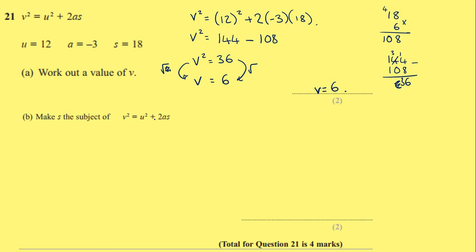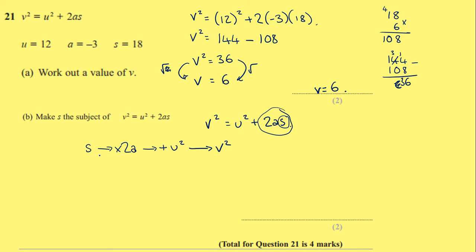Make s the subject of this. Now, v squared equals u squared plus 2as. Let's talk about what's happening with s at the moment. S is being multiplied by 2a, and then we're adding on u squared, and that makes v squared. It doesn't matter that they're not in the order where you've got plus u squared at the end. You're still adding on u squared.